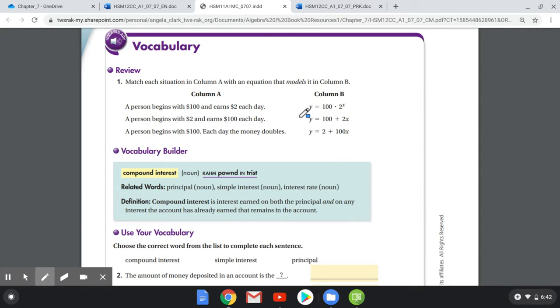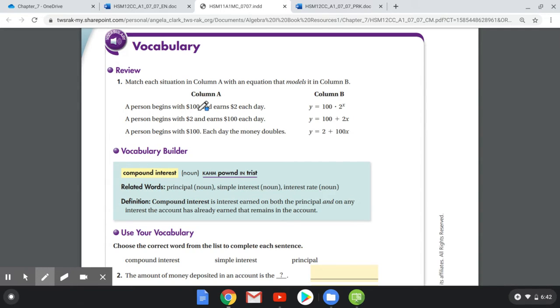So if you want to try it on your own, pause the video, give it a try, and then I'm going to go ahead and do it. So pause now. Okay, let's go. A person begins with $100 and earns $2 per day. A person begins with $2 and earns $100 a day. A person begins with $100 and each day the money doubles.